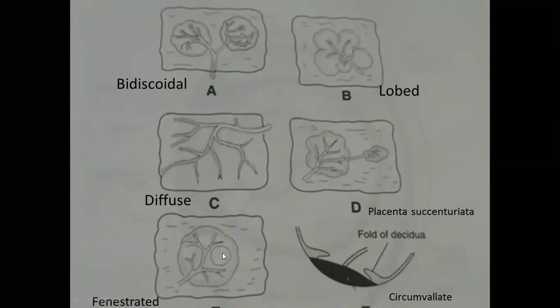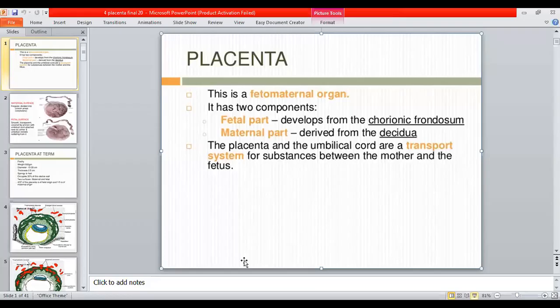There can be a hole in the placenta. So these are some abnormal features or shapes of the placenta. So this is all the detail of the placenta. That's very important.